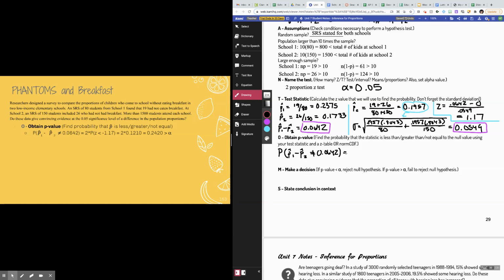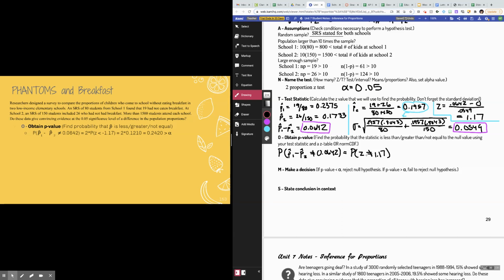Which is the same as saying the probability that z is not equal to 1.17. Okay, much easier to write, that second one. Remember, you don't have to write both of these. One of them is fine, right? I just write both so you all can see the thought process, right?